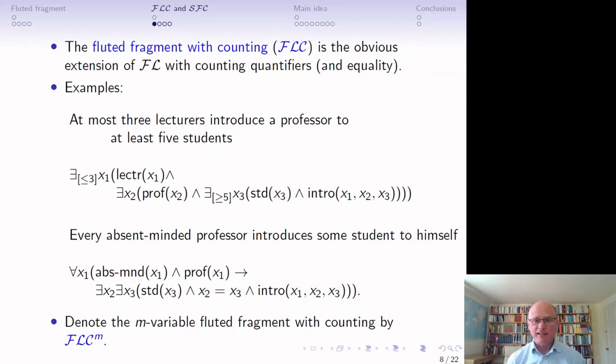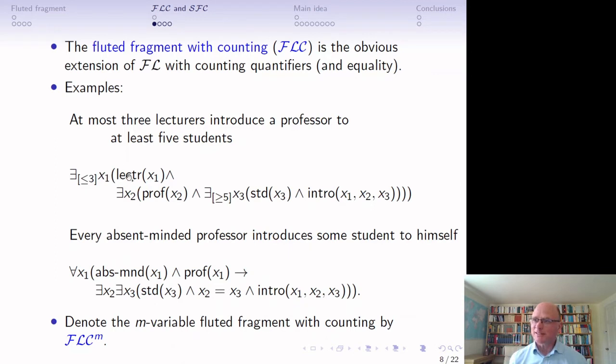And while we're at it, we've also added the equality predicate. Remember that the fluted fragment as defined doesn't have equality, but we might as well add it since we're adding counting quantifiers anyway. So we'll call the resulting fragment the fluted fragment with counting. So here are some examples.